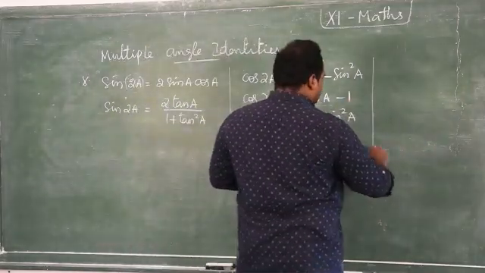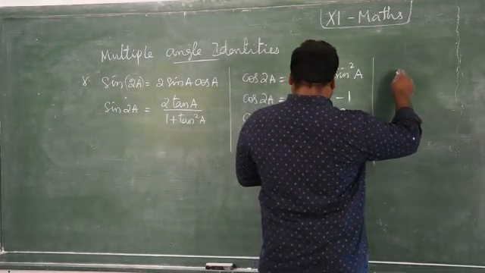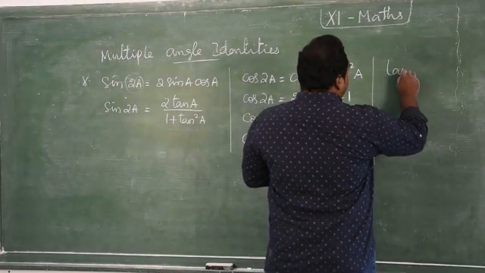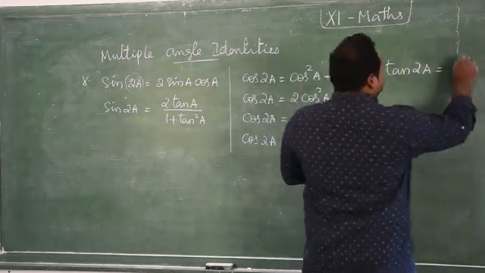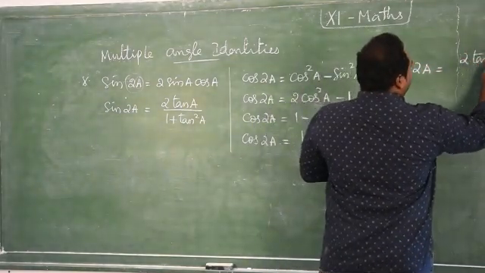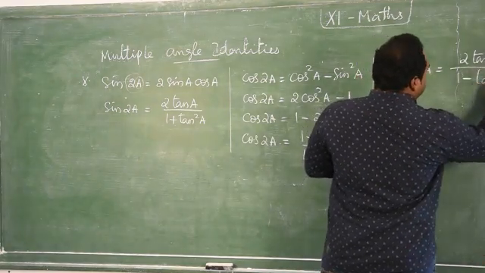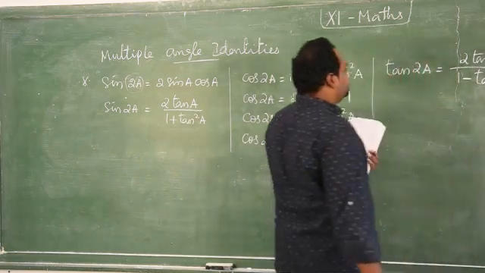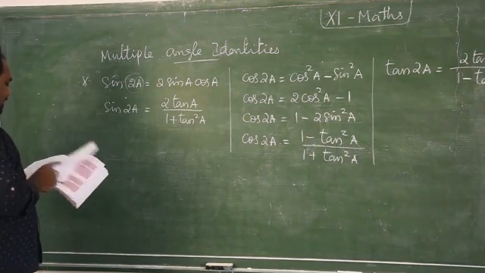Next, tan 2A. Tan 2A equals 2 tan A by 1 minus tan square A.